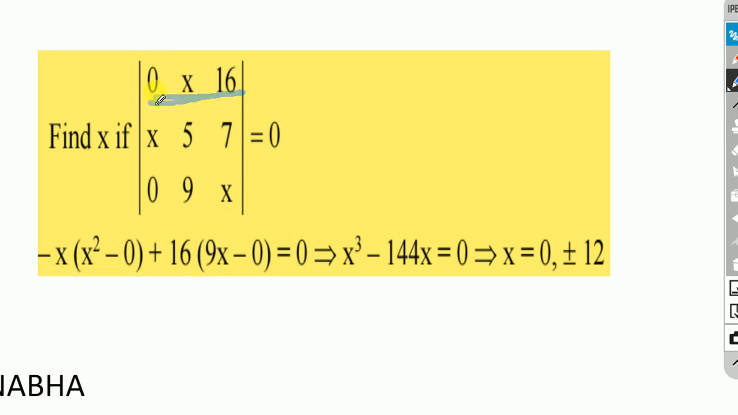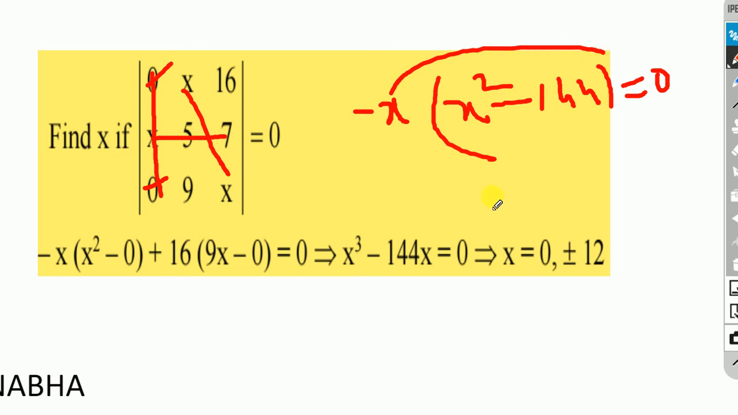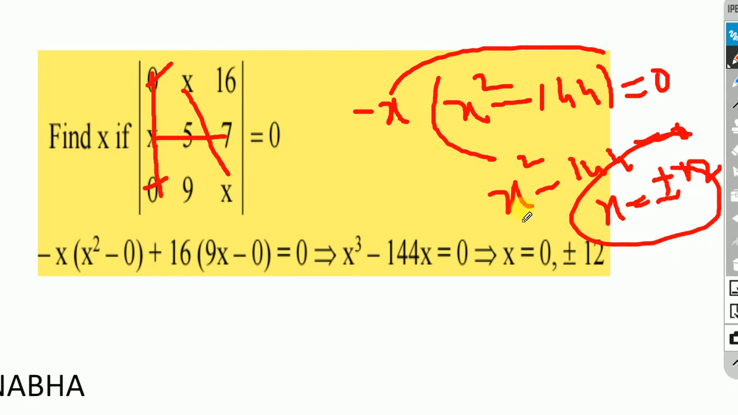If you expand along column 1, I will get minus x. As I have 0 here and 0 here, I have to expand along this, which means minus x into, I have to leave this row and column, so I will get x square minus 16 into 9, that is 144, is equal to 0. So either x is equal to 0 or x square minus 144 is equal to 0, so x is equal to plus or minus 12 here. So x square is equal to 144 means x is equal to plus or minus 12.